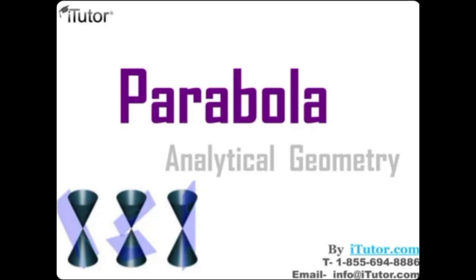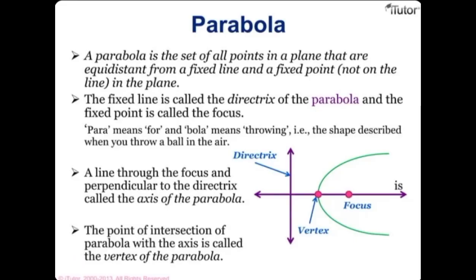So in this video, we are going to talk about the parabola in analytical geometry. A parabola is the set of all points in a plane that are equidistant from a fixed line and a fixed point not on the line in the plane. The fixed line is called the directrix of the parabola, and the fixed point is called the focus.